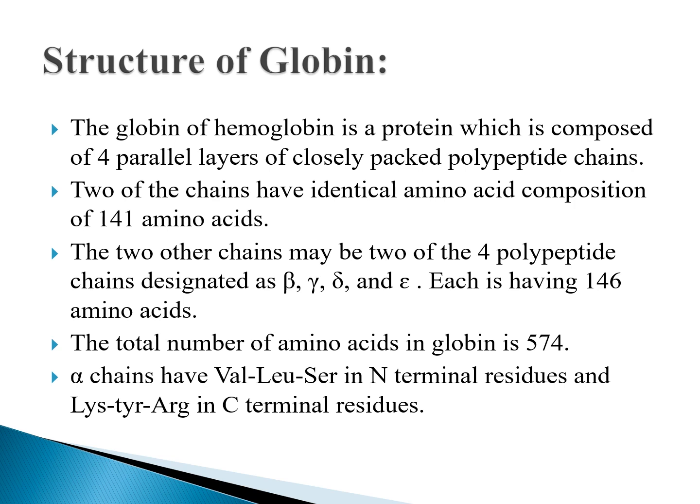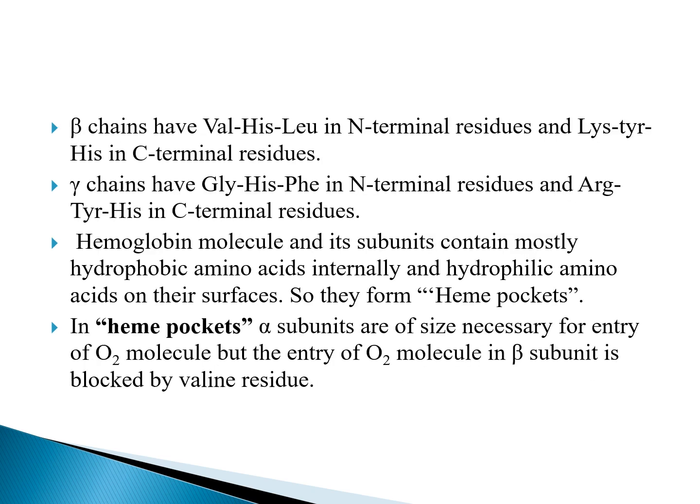Alpha chains have valine, leucine, serine in N-terminal residues and lysine, tyrosine, arginine in C-terminal residues. Beta chains have valine, histidine, leucine in N-terminal residues and lysine, tyrosine, histidine in C-terminal residues. Gamma chains have glycine, histidine, phenylalanine in N-terminal residues and arginine, tyrosine, histidine in C-terminal residues.